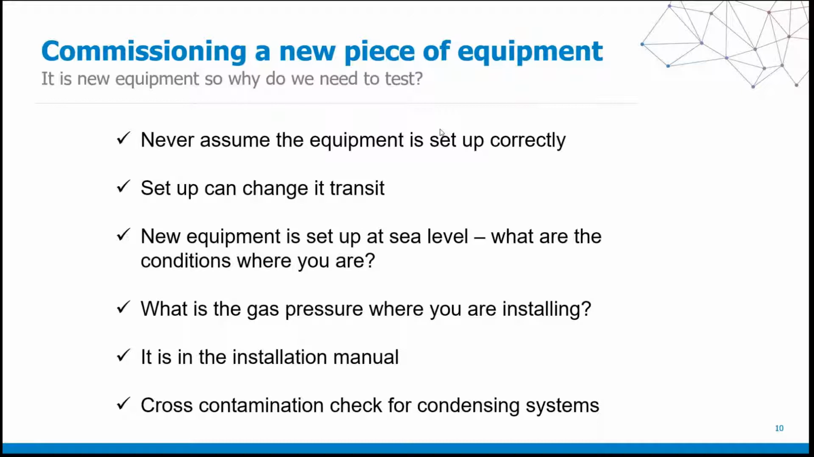Things can change in transit. When things are shipped, they can get jostled and shifted around. An internal piece of a component can actually drop and not be seated where it's supposed to be seated, which could cause an issue with your combustion. So it's very, very important to test for that reason.